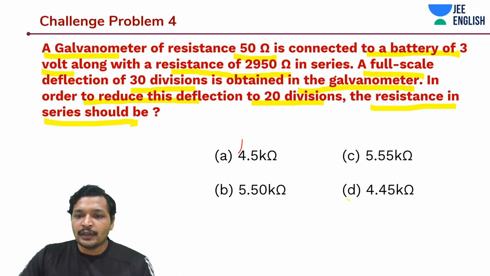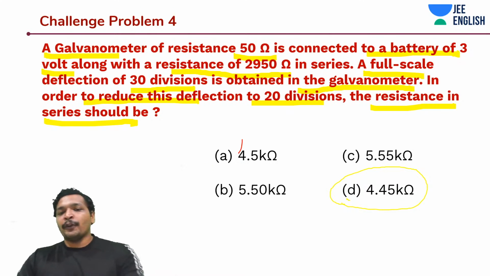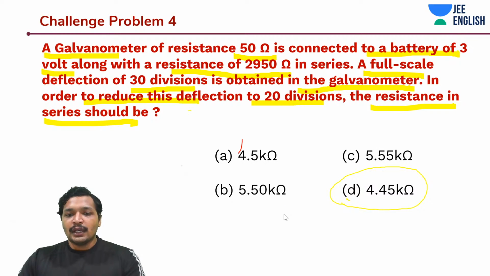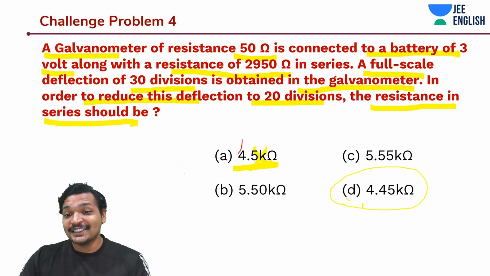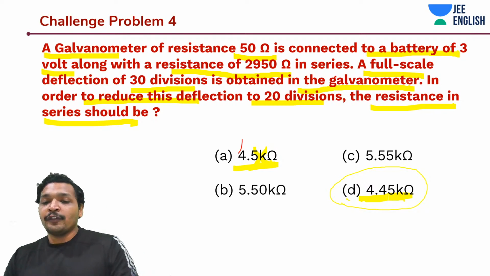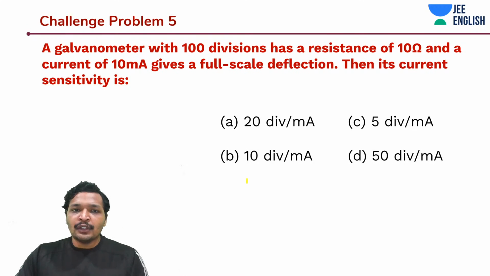So be careful while working around these kind of problems, because where it goes wrong is you may be influenced to mark 4.5 kiloohms. But you need to carefully notice that the answer is D, 4.45 kiloohms. Okay, 4.45 kiloohms. Now let's get into the next question.